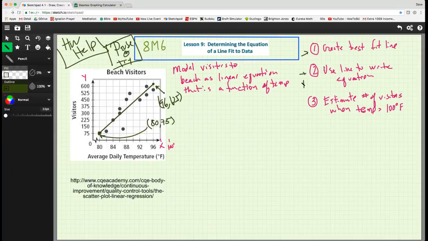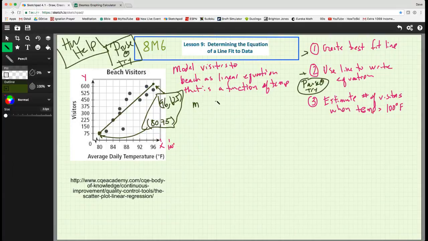I want you to pause and try. This is a key skill. This isn't a skill that you absolutely need to have leaving 8th grade. It's how to use 2 points to find the equation of a line. So I'm going to let you pause and try it. Now, remember, we're going to find our M first and then our B.